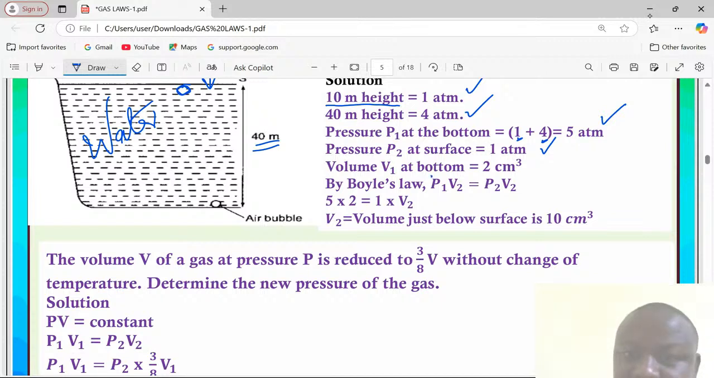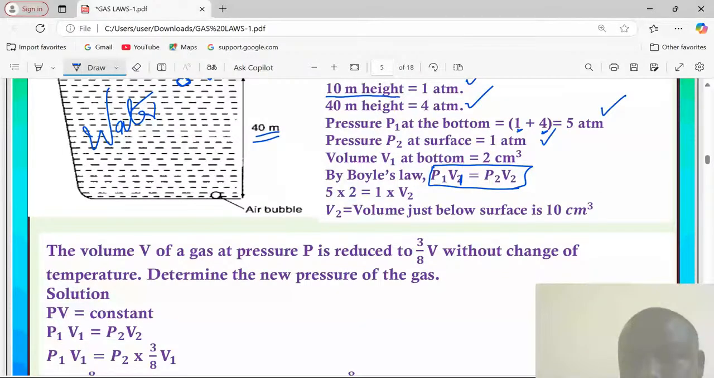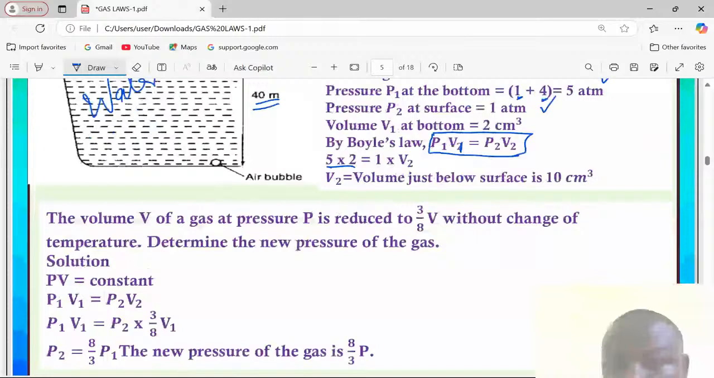You remember this equation? Pressure 1 V1 equals pressure 2 V2. Therefore, with that, we can say now pressure 1, which is 5, times the volume of 2, equals 1 multiplied by the unknown V2. And through that, you will discover that the new volume now becomes 10.